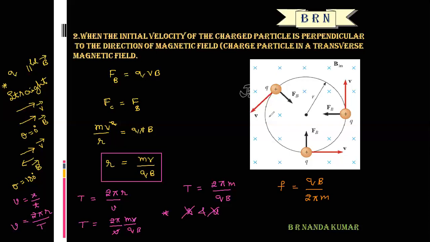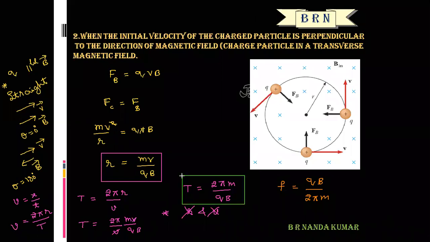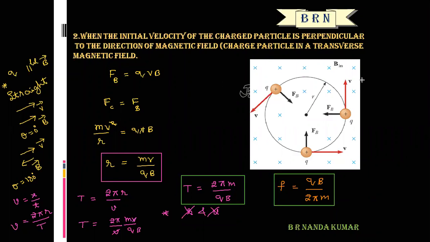Okay, so this is the mathematical expression for time period. This is the mathematical expression for frequency. What is the meaning of frequency? The frequency of a charged particle means the number of revolutions per second made by the charged particle. Actually, this is called the cyclotron frequency. So this is the cyclotron frequency.